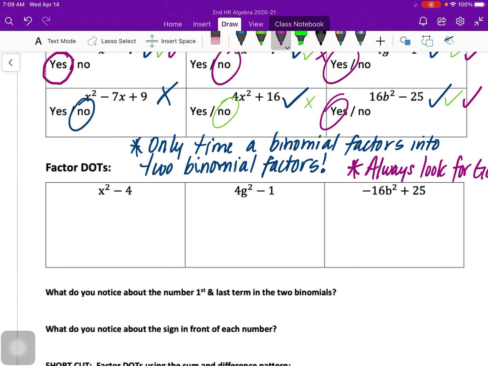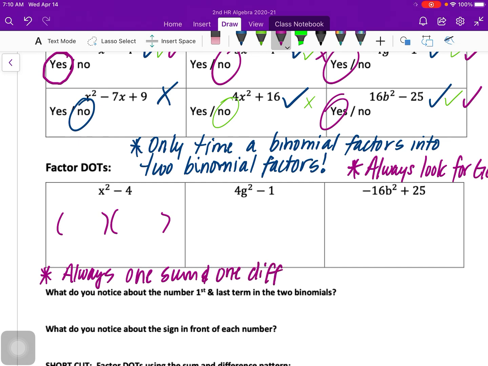Okay, so let's go ahead and get started. Our first one is x squared minus 4. And again, you can see it is a difference and it has two squares, so it looks like it is factorable. So go ahead and get your puzzle pieces in place. It's a difference of two squares, so it's always going to factor into two binomials. This is probably a good note to add also. It's going to always be one sum and one difference, okay?